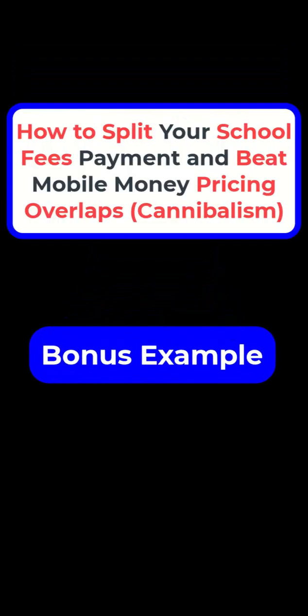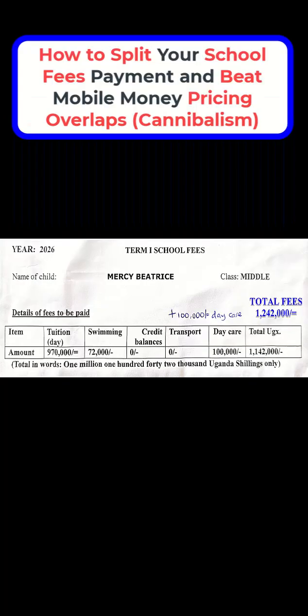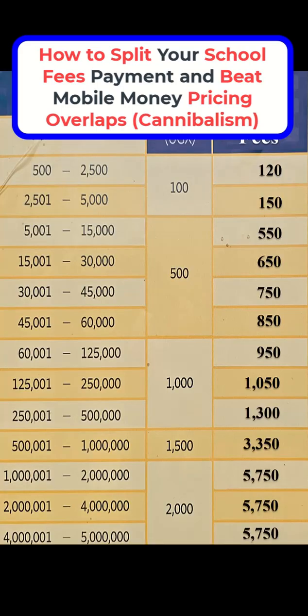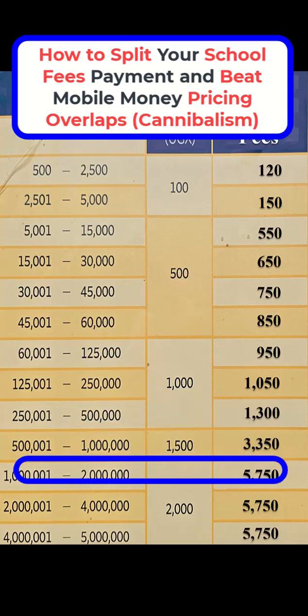Now, as a quick bonus, let's walk through a real bill payment example. This is an actual school fees bill that I extracted from an end-of-term circular issued to a child in middle class at a nursery school in Mukano. The bill covers Term 1 of 2026 and totals 1,242,000 Ugandan shillings. Looking back at our chart, you'll notice that this amount falls into a different band. This time, this one here.